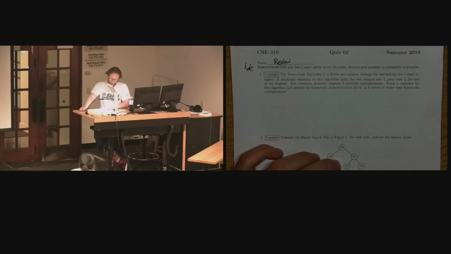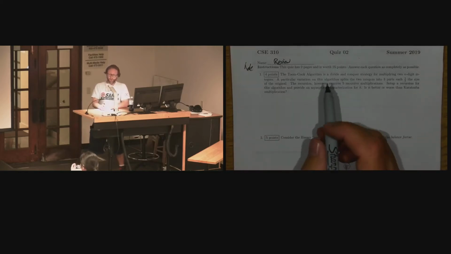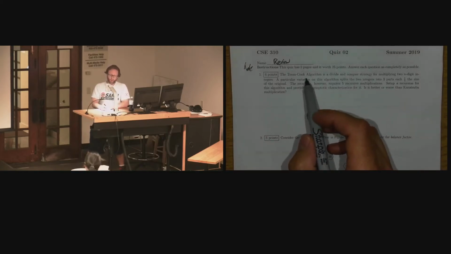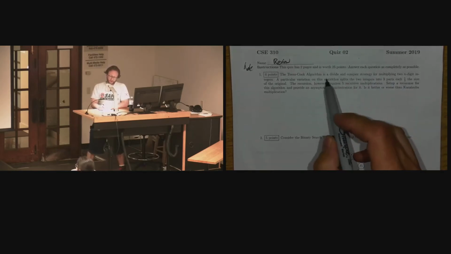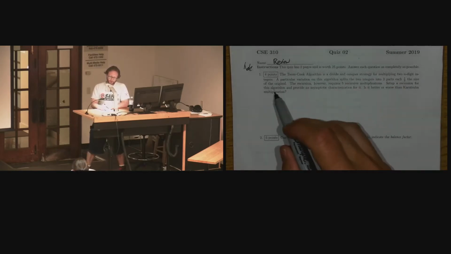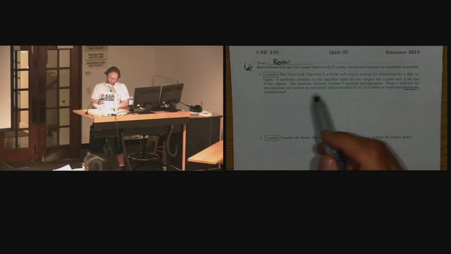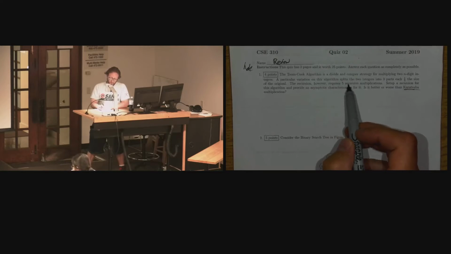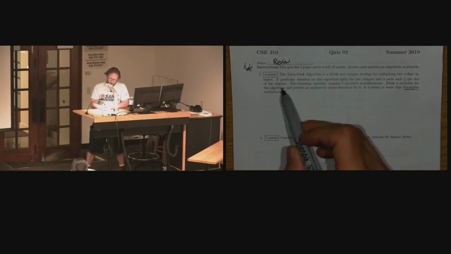is as part of this review. So the first question that you had from your quiz on Friday was a question about this other algorithm called the Toom-Cook algorithm. It doesn't matter how it works. It's a divide and conquer strategy for multiplying two n-digit numbers, similar to Karatsuba multiplication that we did cover. A particular variation of this algorithm splits the two integers into three parts, each 1/3 the size of the original.